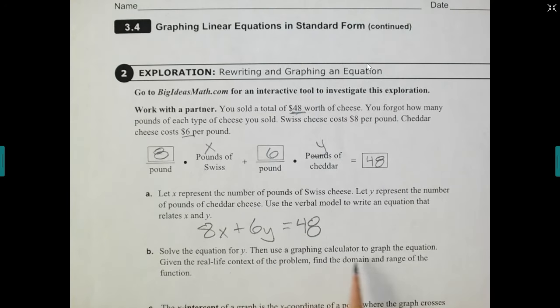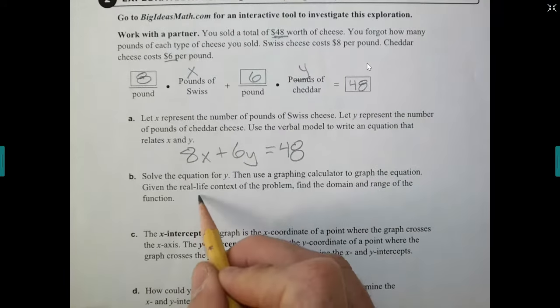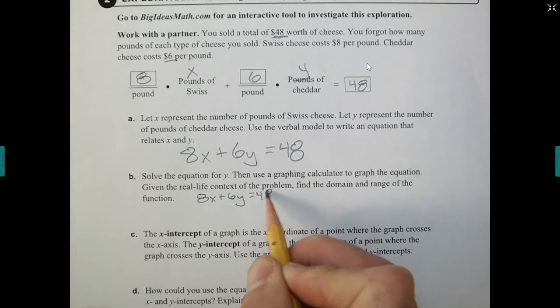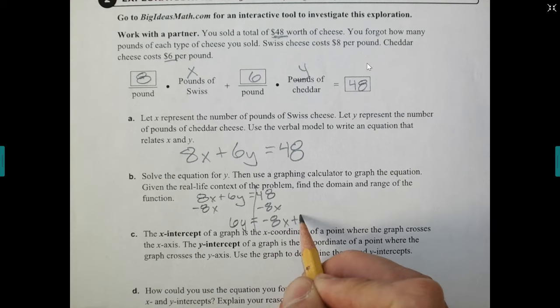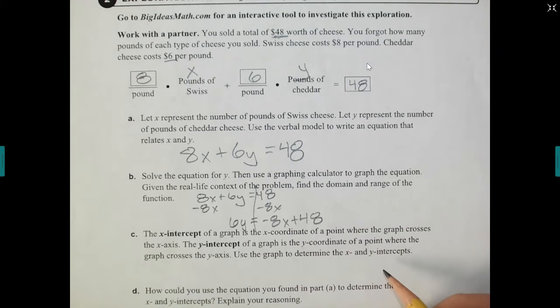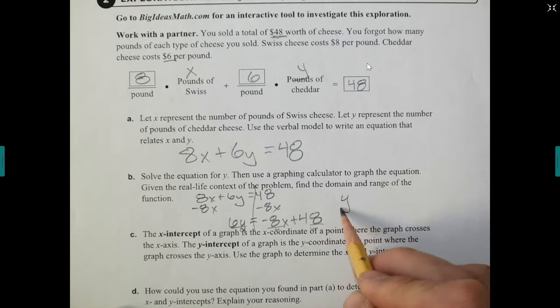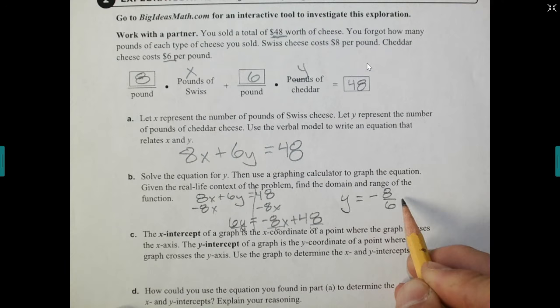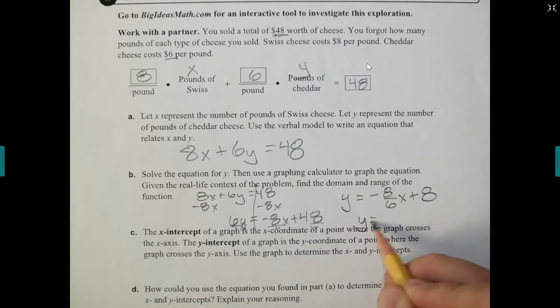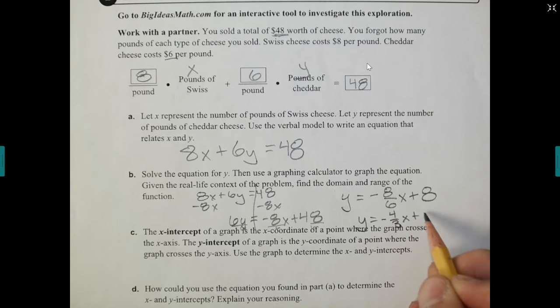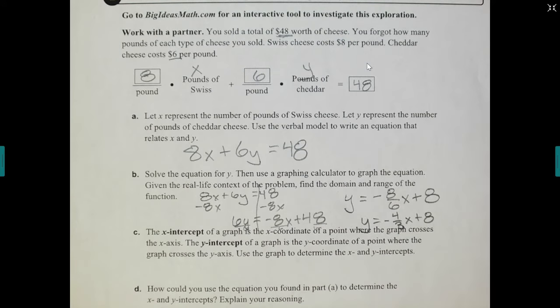Solve the equation for y, and then using a graphing calculator, graph the equation. Okay? So solve the equation for y. 8x plus 6y equals 48, minus 8x, minus 8x. We then have 6y equals negative 8x plus 48, and then we divide by the 6 all the way across. So we have y equals negative 8/6 x plus 8. All right. So there we just solved for y. We could simplify this. This can be divided by 2 over 2. We get negative 4 thirds x plus 8. So there we go. We just solved for y.